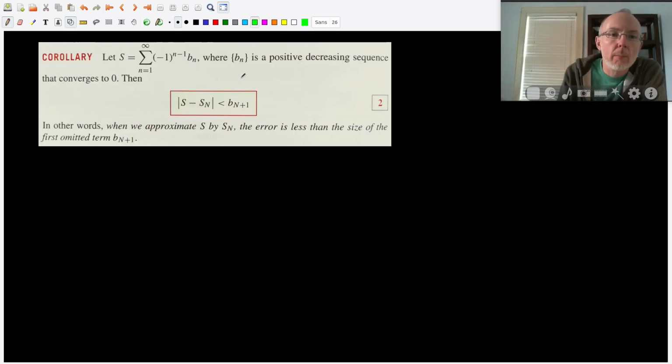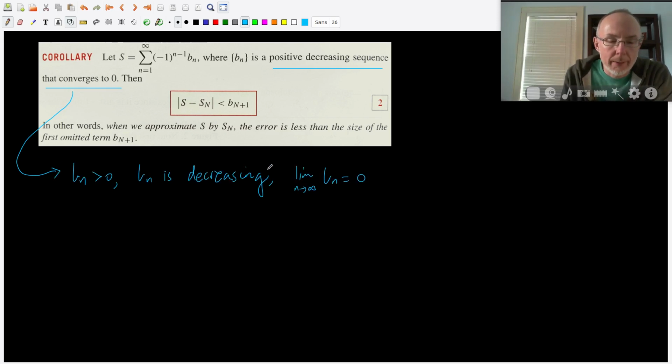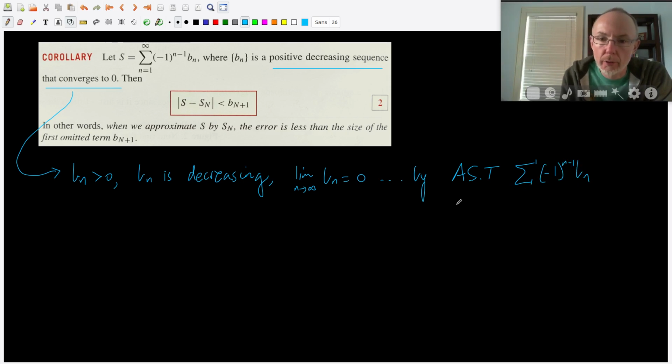I want to spend a bit of time talking about a different issue, and that is the idea of the size of the actual series. So we're talking about this corollary here that talks about a positive decreasing sequence that converges to 0. That means all the terms are positive, right? B sub n is decreasing, and the values are actually going to 0. And that makes that original series, by the alternating series test, right? That's the conditions for the alternating series test. So it's telling us by the alternating series test, when I add up these terms, I'm going to get a convergent series. So I've got a series that converges to something.